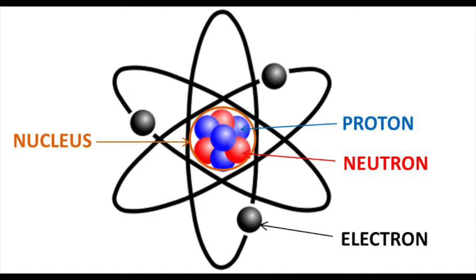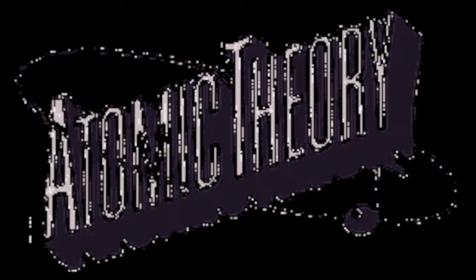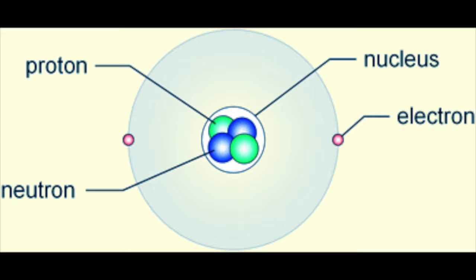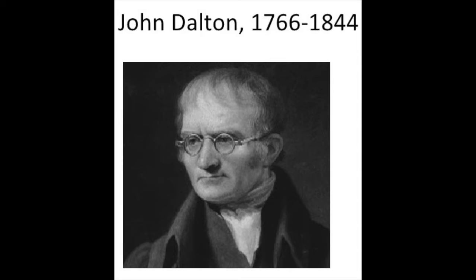As most students should know by now, an atom consists of subatomic particles called protons, neutrons, and electrons. However, when the first atomic theory was made, these subatomic particles were not known. The first person to discover the atoms was John Dalton. Well, actually, it really wasn't.